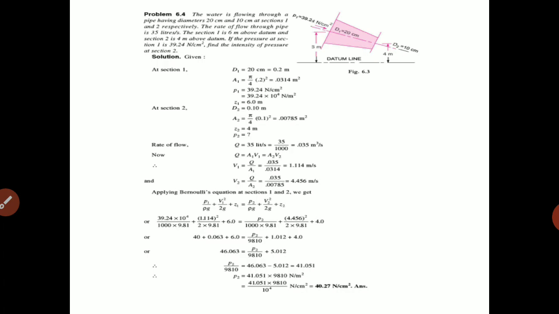Okay, section 1 is 6 meter above the datum and section 2 is 4 meter above the datum. The pressure at section 1 is 39.24 Newton per centimeter square, and the pressure head is given at section 1. Find the intensity of pressure at section 2. So we are going to calculate P2.